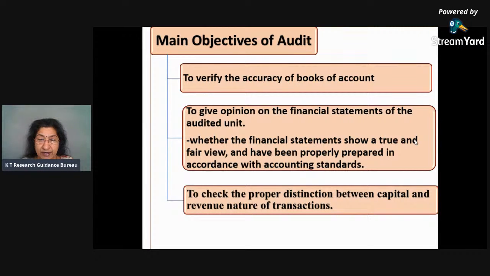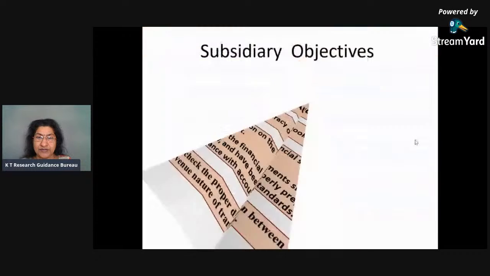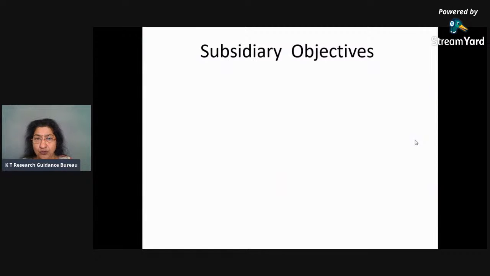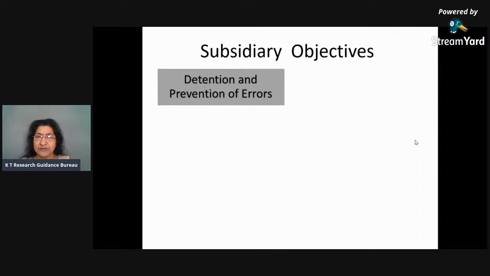So auditor has to check the classification of expenditures as well as incomes also. So these are the three main objectives of audit. So obviously, when you do audit, at that time there are three objectives as a main objective you can fulfill. Side by side, some subsidiary objectives are also there. Among them, first is detection and prevention of errors.